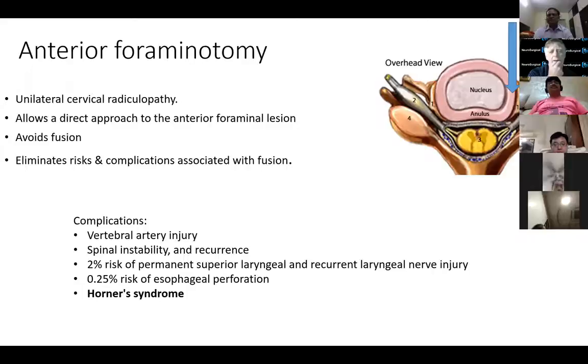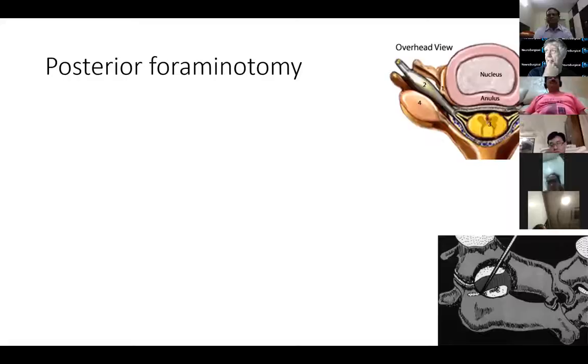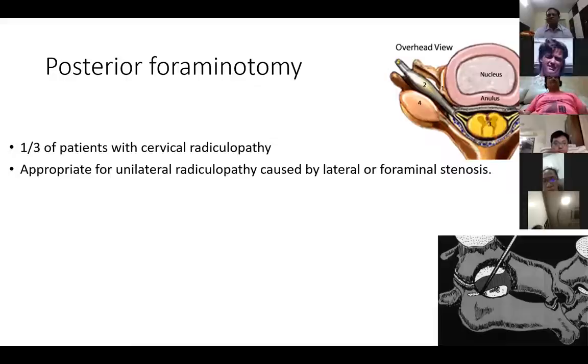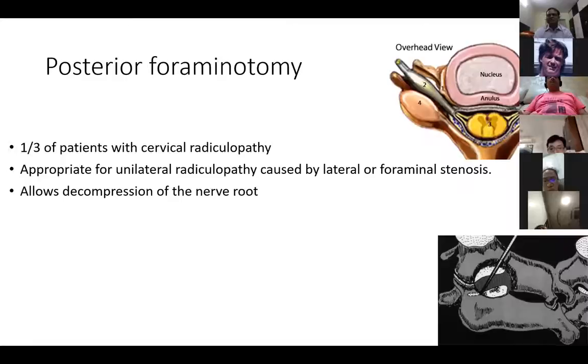So coming to the main topic of today, posterior foraminotomy. Which patients you select for this and what the advantages are, we are going to see in the next few slides. In one third of patients with cervical radiculopathy, you can go for a posterior foraminotomy. It's very appropriate for unilateral radiculopathy caused by lateral or foraminal stenosis, as I told you earlier. It allows decompression of the nerve root. The best approach to see a nerve root and decompress it is posterior foraminotomy. You can see the roots in the anterior discectomy, but you see much better when you approach from behind.